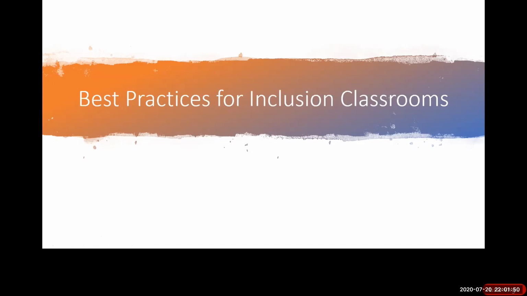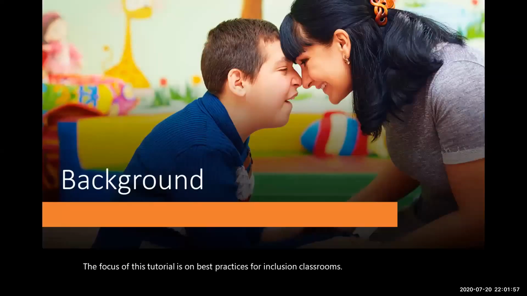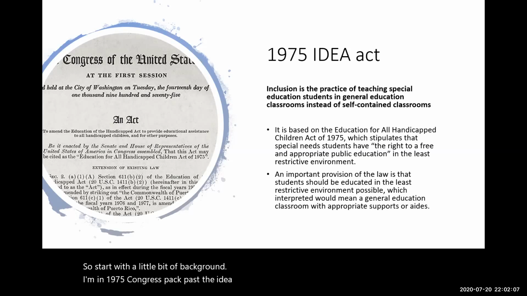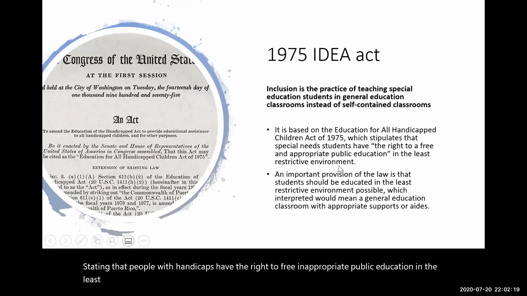The focus of this tutorial is on best practices for inclusion classrooms. So we'll start with a little bit of background. In 1975, Congress passed the IDEA Act, stating that people with handicaps have the right to a free and appropriate public education in the least restrictive environment. This was called the Education for All Handicapped Children Act of 1975.